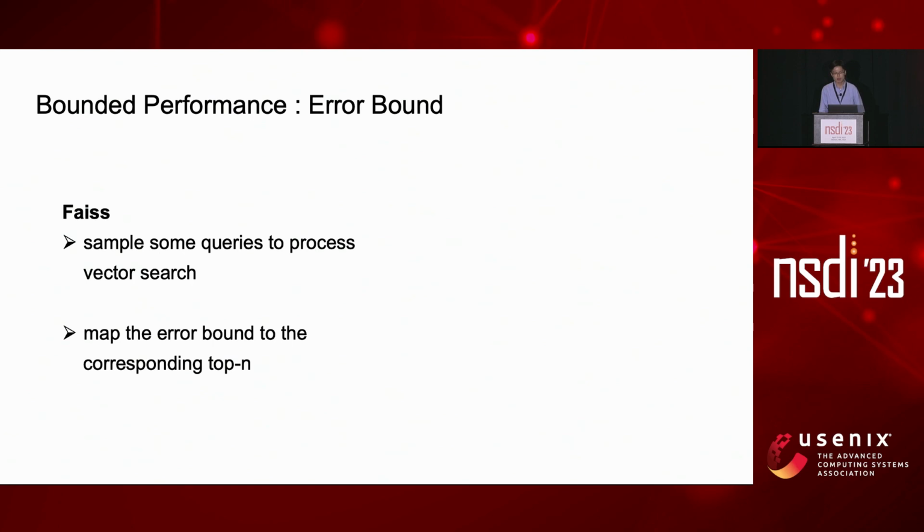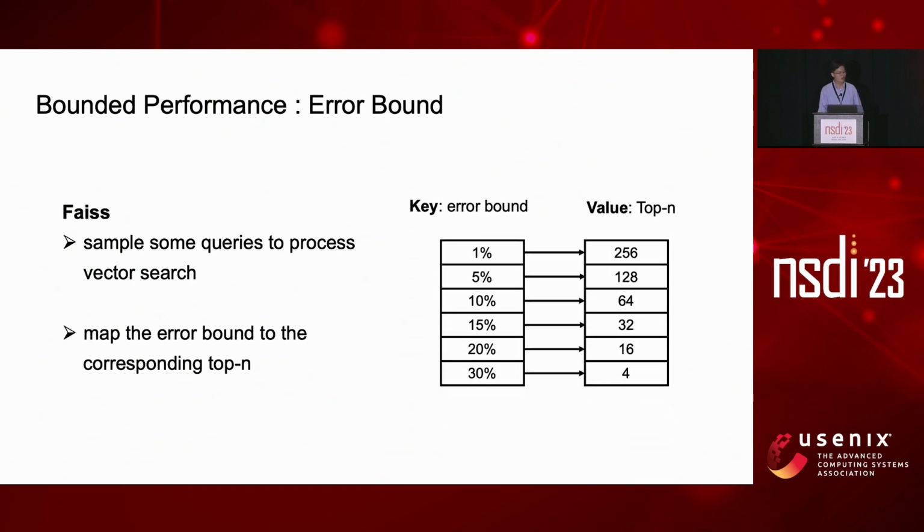It samples some queries to process vector search under different configurations of top-N, and records the bounded error of each top-N in the sample queries. After processing the sample queries, it maps the error bound to the corresponding top-N as shown in this figure. Online, it is able to process vector search under an appropriate top-N to meet the user's requirements according to this map.